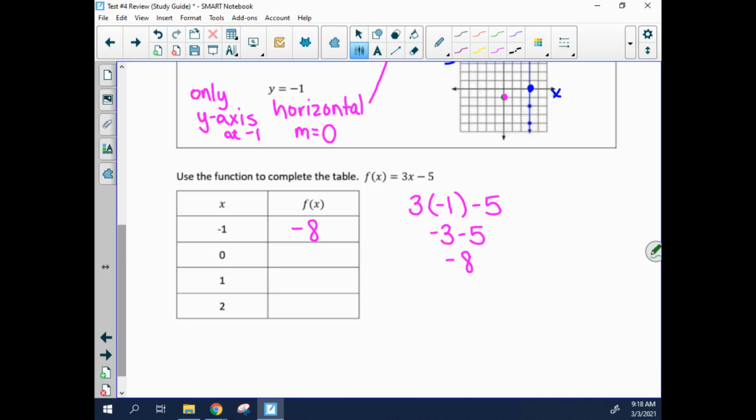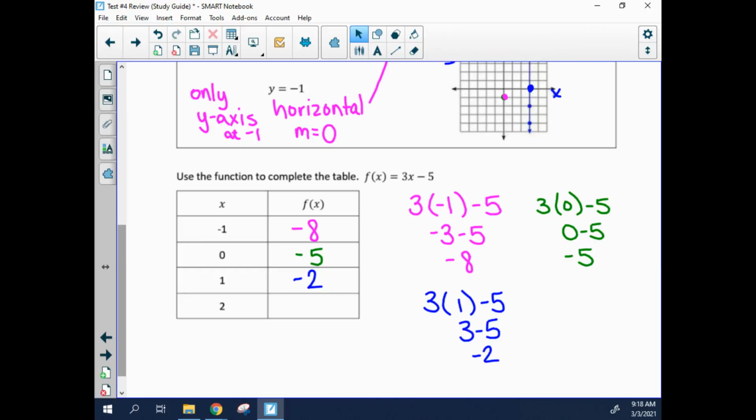For the second one, x is 0. So 3 parentheses 0 minus 5. 3 times 0 is 0. 0 minus 5 is negative 5. The next one, we have a positive 1. So inside those parentheses, I'm going to put a positive 1. 3 times 1 is 3. Minus 5 is going to be a negative 2. So our y value, or our f of x, is negative 2. And our last one is going to be positive 2. So in place of the parentheses, I'm going to put 2 minus 5. 3 times 2 is 6. Minus 5 is going to be 1.